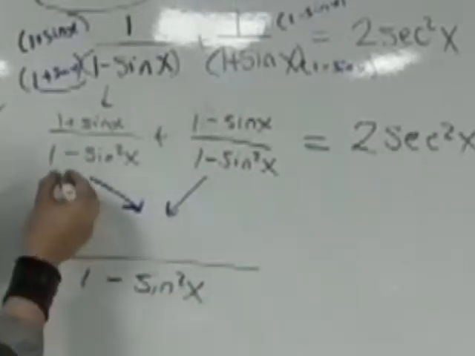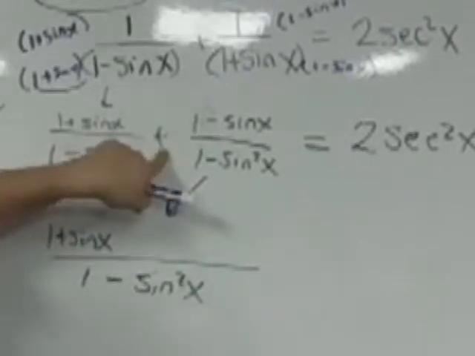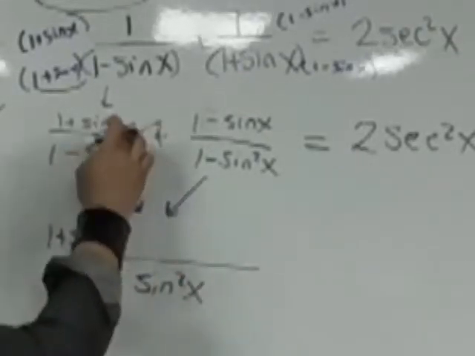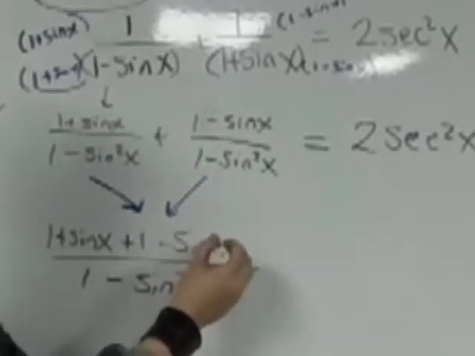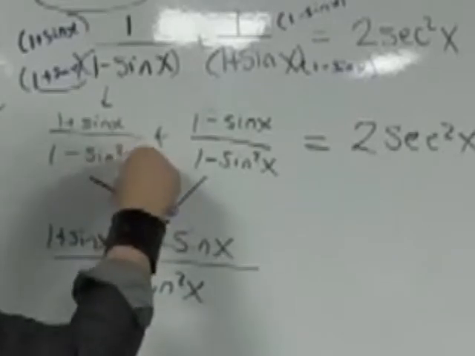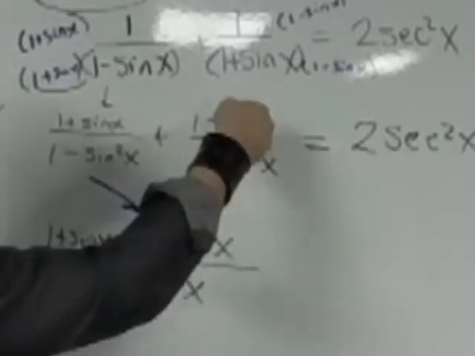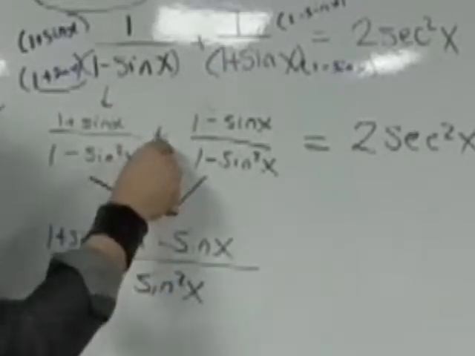That allows you to combine them, so the bottom is 1 minus sine squared. The top is going to be 1 plus sine x. Thankfully, this is a plus sign. If this is a plus sign, then I can just go plus 1 minus sine x. If this is a minus right here, I would have to think of it like a minus 1, and I'd have to apply the minus over here. So you have to distribute the minus. But if it's just a plus 1, it makes it real easy.